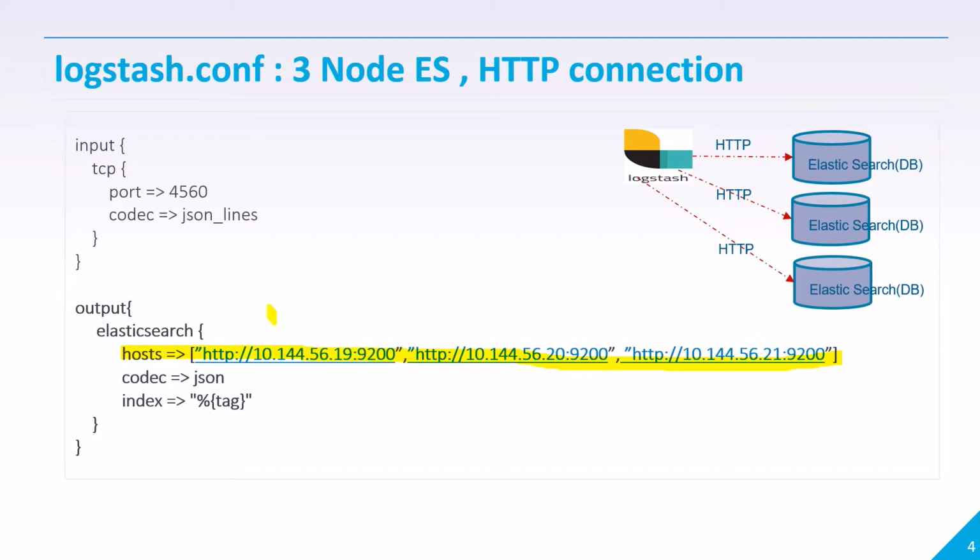For example, if node 1 is down, then still your Logstash can send data to the other 2 nodes. You can configure the round robin way as well. Let's say the first record will be sent to the first server, second record will be sent to the second server, and third record will be sent to the third server, and then it will repeat from 1 to 3.